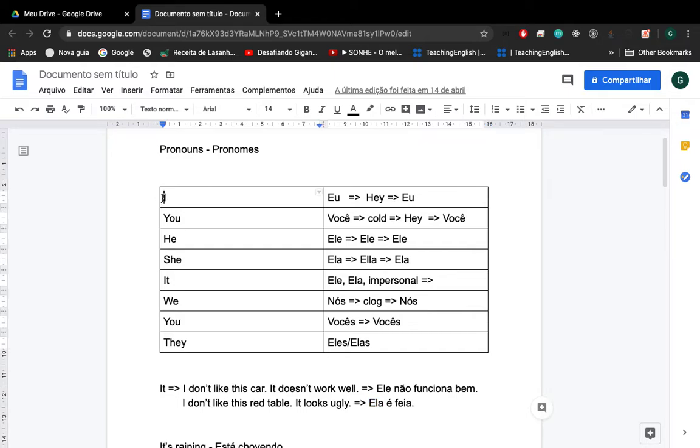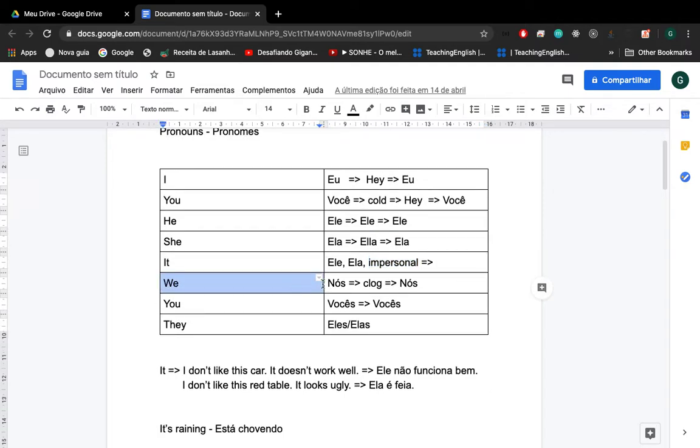So, repeat with me. I, eu. You, você. He, ele. She, ela. It can be ele, it can be ela, or impersonal. Remember, what's impersonal? It's when we're going to translate only the verb that follows the pronoun "it." We're going to get to that.